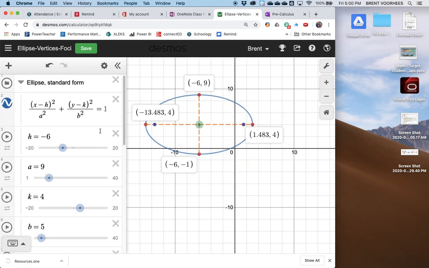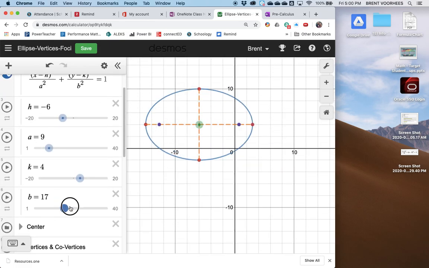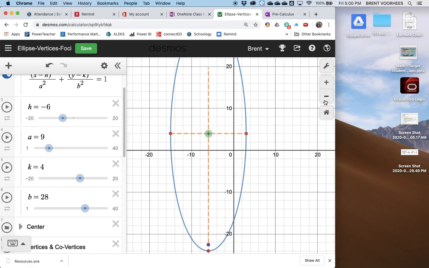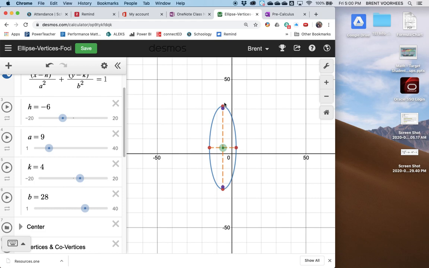So as the equation changes, these now are no longer the vertices. They've become the covertices because these two are shorter. They're closer to the center than are these two points. And so it just becomes a vocabulary test using technology. If you can do that, you'll make a 100 on the test.